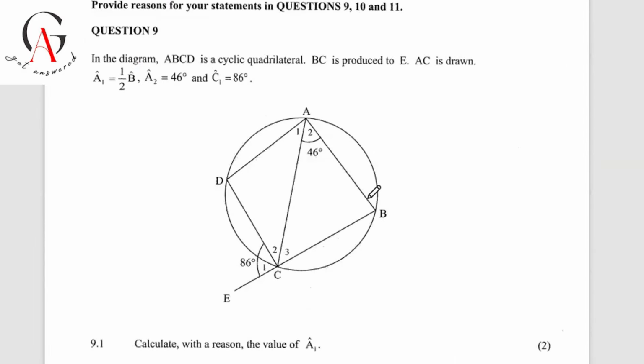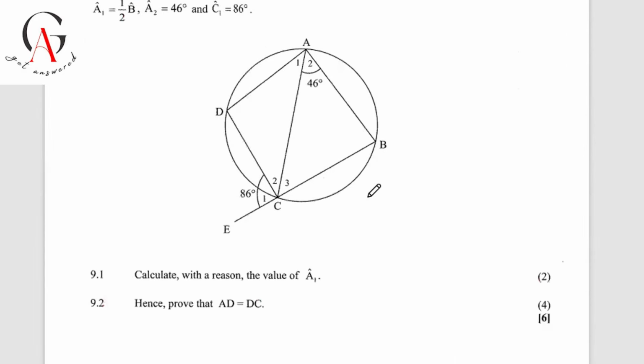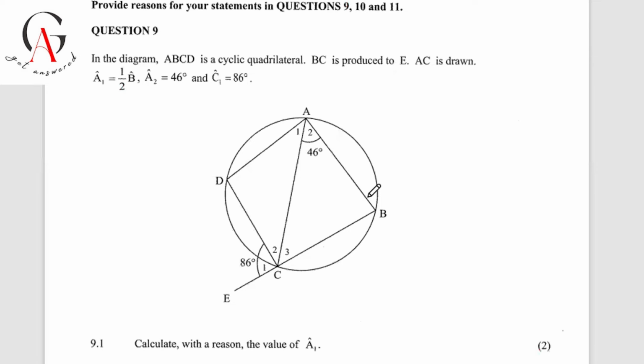All right, question number 9. In the diagram, ABCD is a cyclic quadrilateral, beautiful. BC is produced to E, AC is drawn, A1 is half of B, A2 is 46, and C1 is 86. 9.1, can we give reasons and find the value of A1?